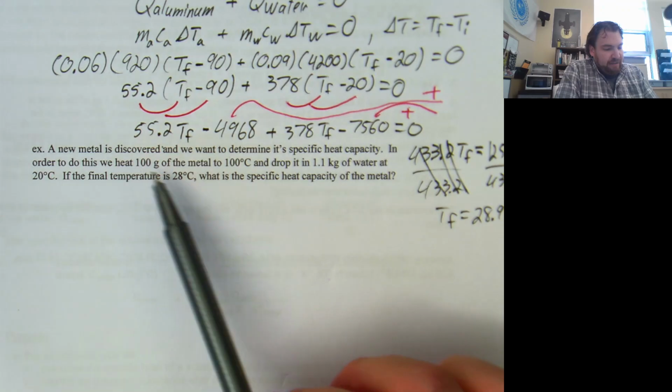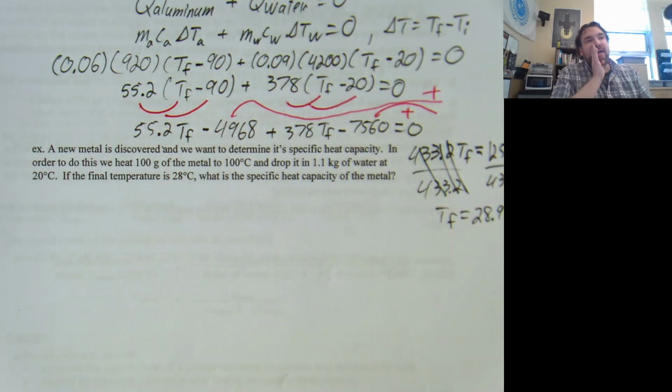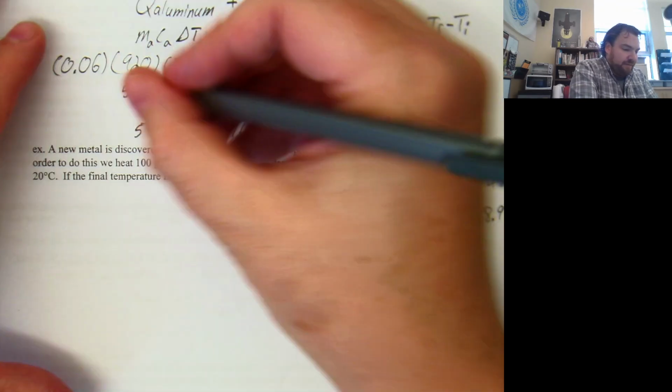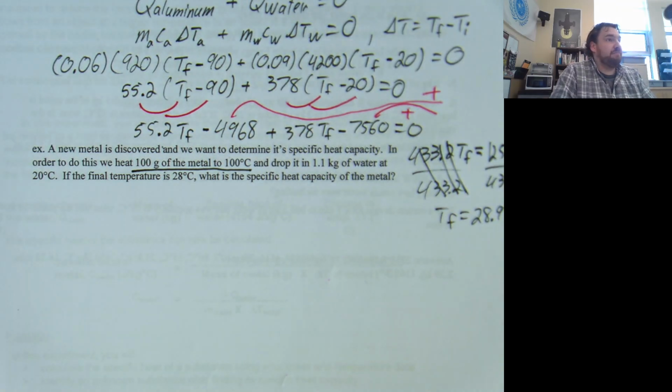If you've discovered a new metal, we want to determine its specific heat capacity, or I hand you an unknown metal and you want to determine its specific heat capacity, Rena, wake up. In order to do this, what we're going to do is we're going to heat 100 grams of that metal to 100 degrees Celsius. Just so we're really clear, how do we do that? How do you heat 100 grams of metal and guarantee that that metal is at 100 degrees Celsius?